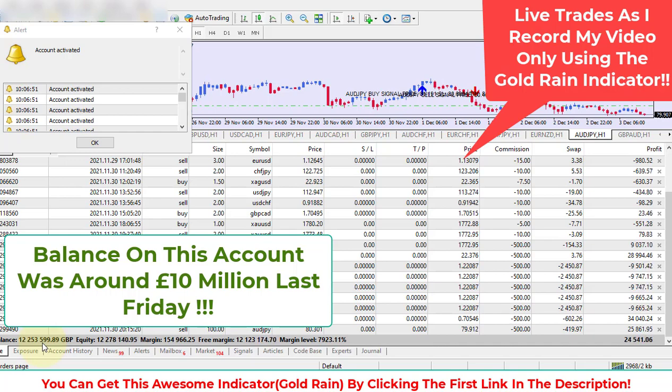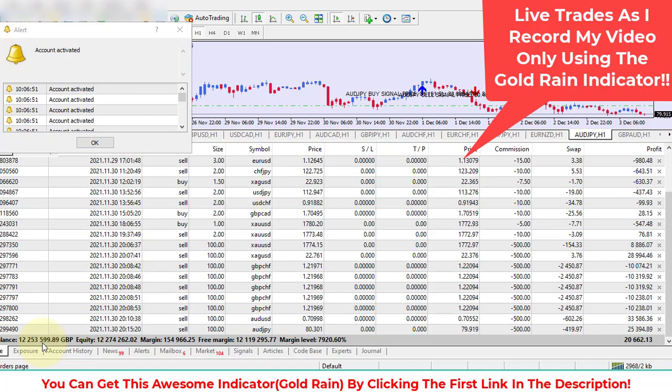So if I go to MT4 again, what was it? 26. So I started the week at 26, wasn't it? One minute, I keep changing this. I made £1,483,000.